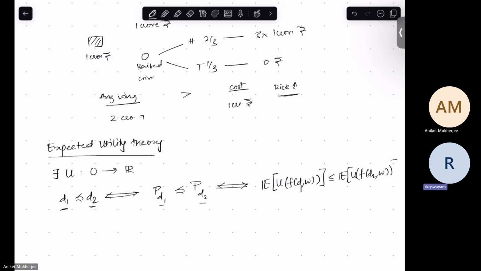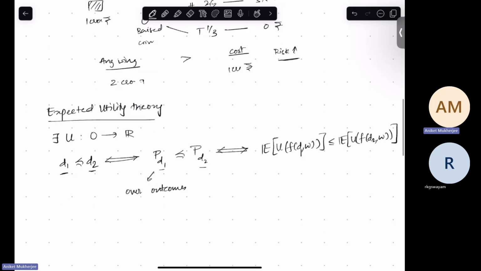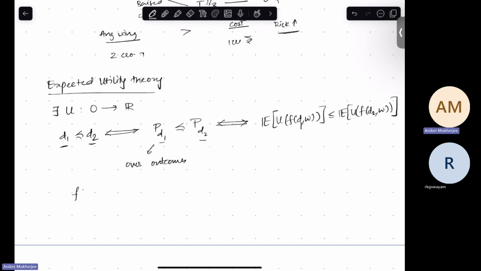What this P_D1 is, is a probability distribution over the outcomes. So what you have is your f(D, omega). This gives you your outcome. D is the decision that you have taken. Omega is the randomness that you see in your state, your system or your environment. Based on the decision and based on the randomness, you get an output.